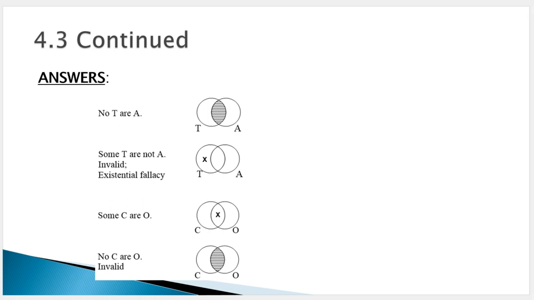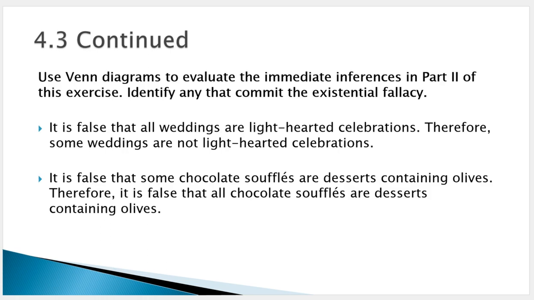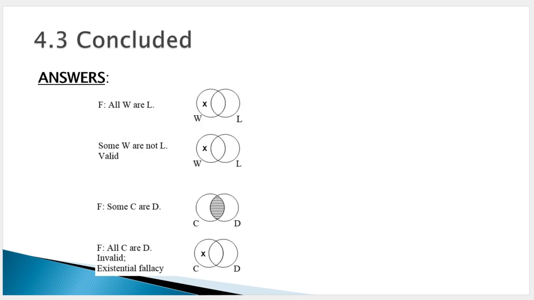All right, here we go. Last example. Use Venn diagrams to evaluate the immediate inferences. Identify any that commit the existential fallacy. Okay, so again, you're going to do your 2 Venn diagrams. And then tell me if any of them commit the existential fallacy. So press pause, take a minute.